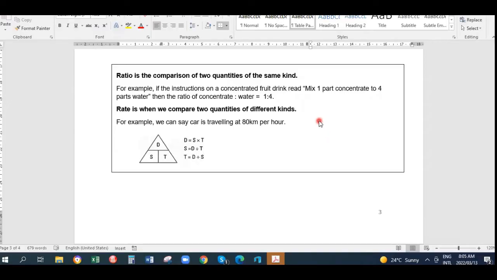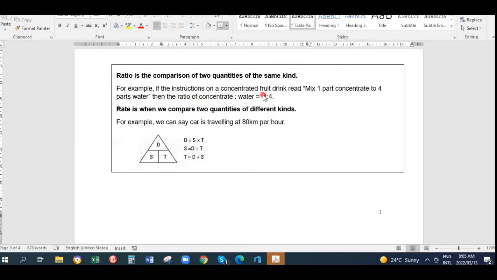The next concept we will discuss is ratio and rate. Ratio is a comparison of two quantities of the same kind. For example, if the instructions on a concentrated fruit drink read mix 1 part concentrate to 4 parts water, we are comparing either milliliters or liters. It's the same type of quantity. So the ratio of concentrate to water is 1:4.